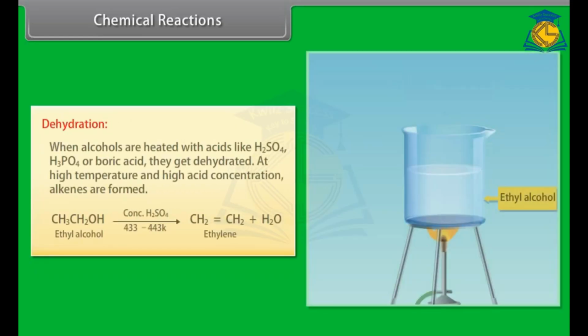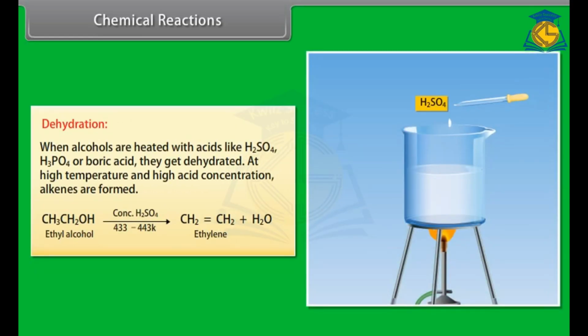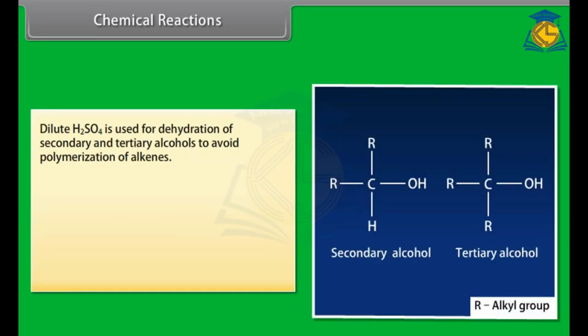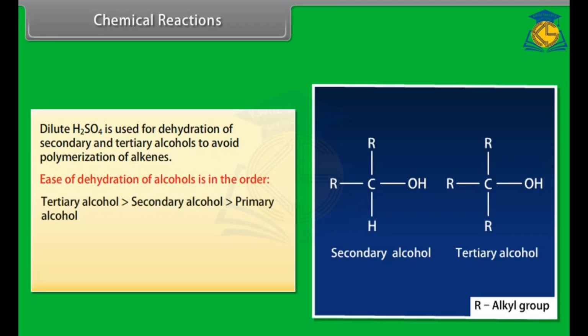Dehydration. When alcohols are heated with acids like sulfuric acid, phosphoric acid, or boric acid, they get dehydrated. At high temperature and high acid concentration, alkenes are formed. Dilute sulfuric acid is used for dehydration of secondary and tertiary alcohols to avoid polymerization of alkenes. Ease of dehydration of alcohols is in the order tertiary alcohol, followed by secondary alcohol, and then primary alcohol.